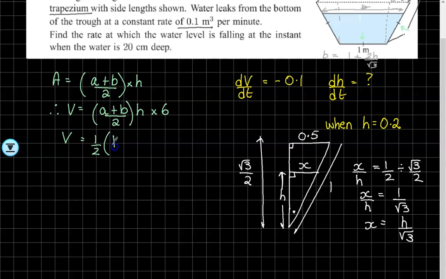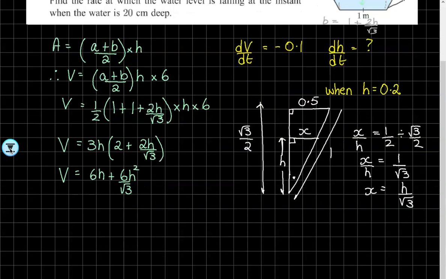So it's going to be, now it's 1, we don't have the fraction because it's out the front. So 1 plus, this is b, 1 plus 2h over root 3 times h times 6. We can even tidy that up a little bit and say, okay, a half times 6 is now 3h, 2 plus 2h over root 3. You're madly copying, but I'll stop talking in a moment.